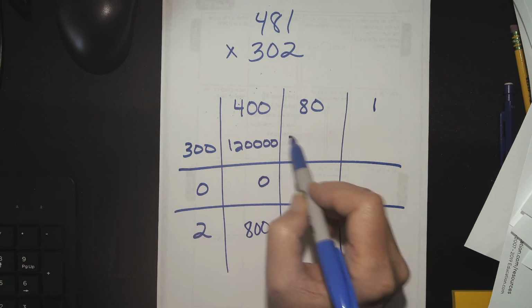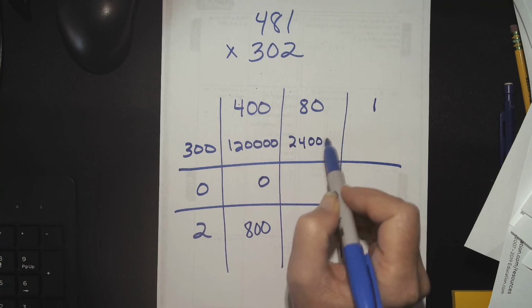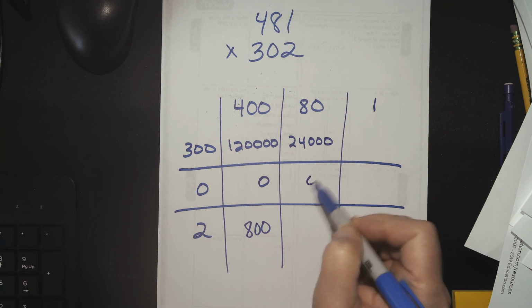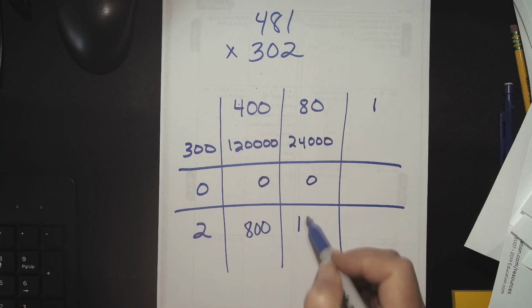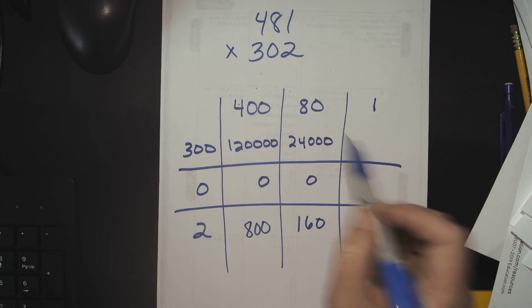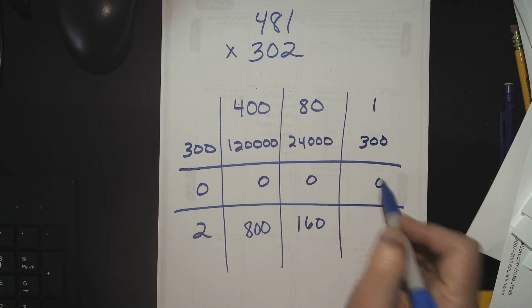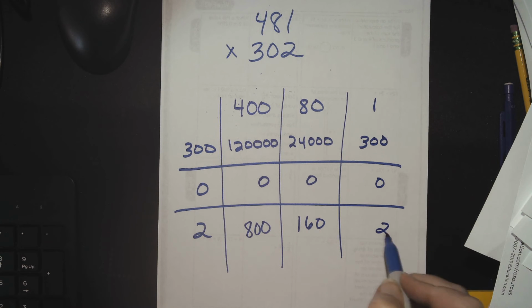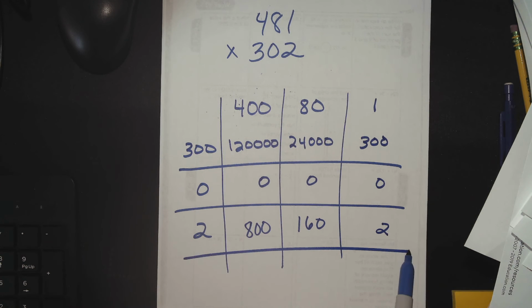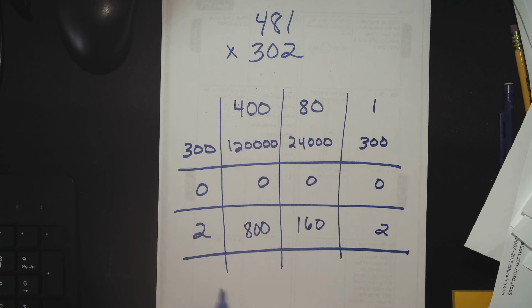8 times 3 is 24, and 3 zeros. 80 times 0 is 0. 80 times 2, 160. 1 times 300 is 300. 1 times 0 is 0. And 1 times 2 is 2. Okay, I'm going to add this up. I have 120,800. I have 24,160. And I have 302.